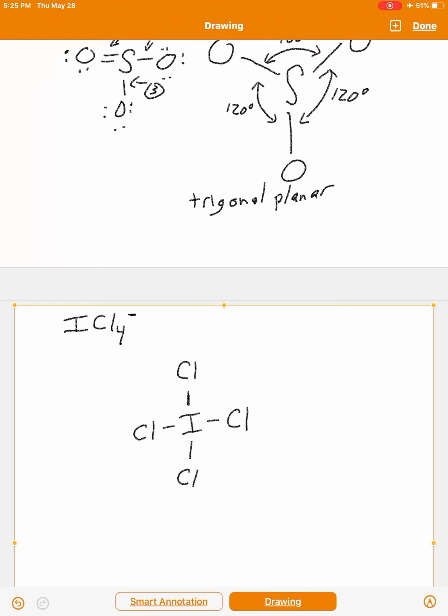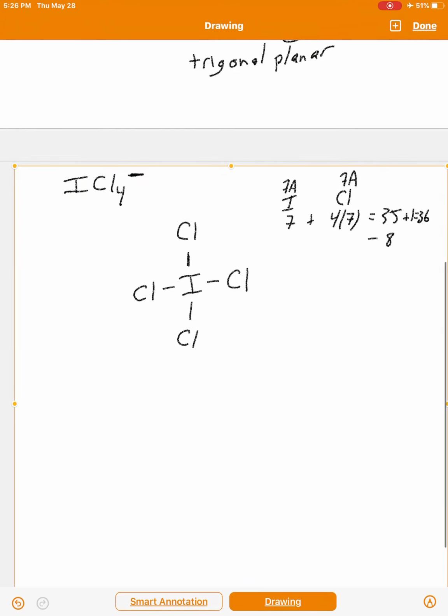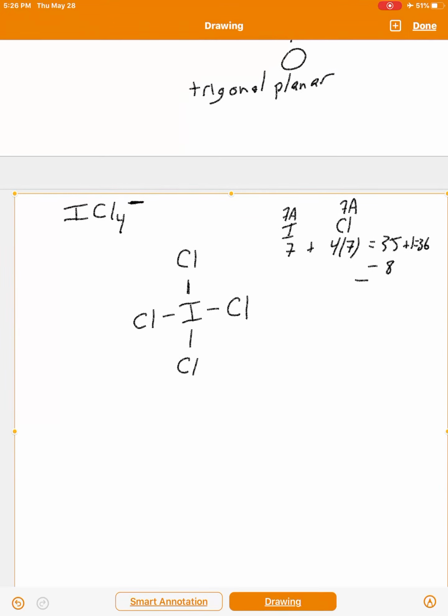Let's do our valence electron counting. Iodine is in group 7A, so there are 7 valence electrons. Chlorine is also in group 7A, so it also has 7. So that's 35. We've already used 8. Oh, sorry, I forgot one more. It's ICl4 minus. We've got to add one more electron. So it's 36 electrons, not 35. Okay, I almost made a mistake there. So it's 36 minus 8 is 28 electrons remaining.